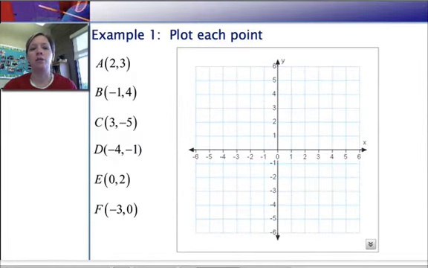Now let's graph a couple of points, several points. We're going to plot each of these. So A is at the point 2, 3. Now notice that both of these numbers are positive. So this is the positive x direction. This is the negative x direction, just like on a number line. This is the positive y direction going up, and this is the negative y direction going down. So both of these are positive, so this tells me to move 2 in the x direction, and then from there I'm going to move 3 up in the y direction, so this would be my point, and then I would label that point A.